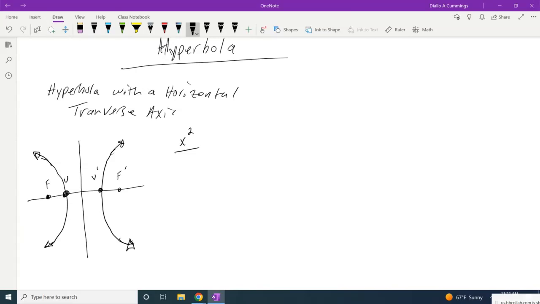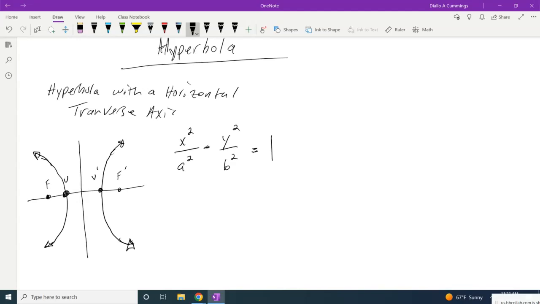It's x squared over a squared minus y squared over b squared is equal to 1. Now, in a hyperbola, there is no condition such that a has to be greater than b. The condition here is whichever variable comes first, that determines your transverse axis. So for example, since this x squared is our first term, this is going to have a horizontal transverse axis.